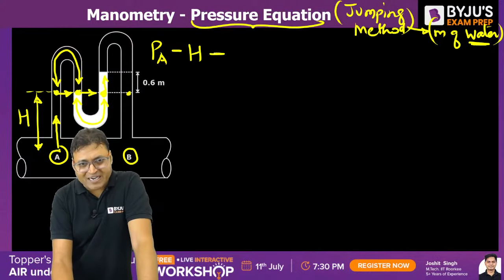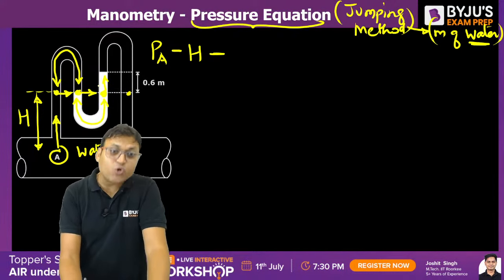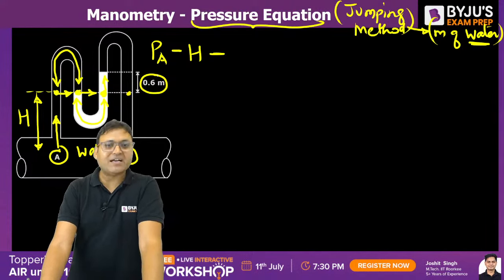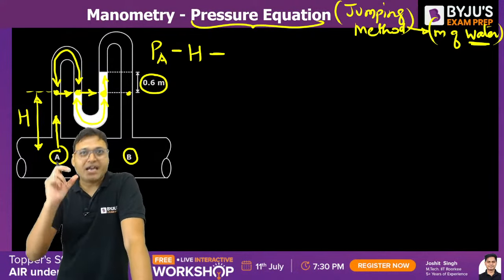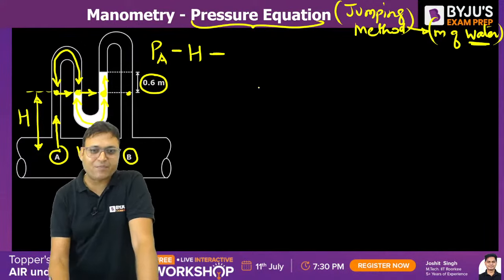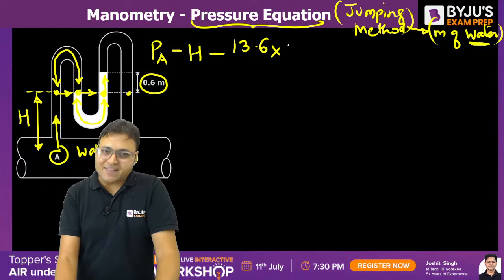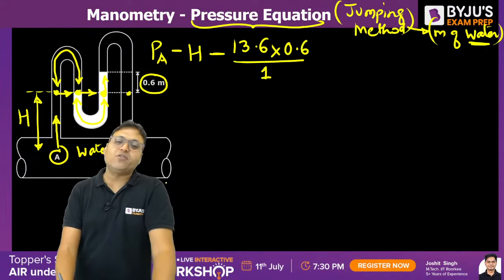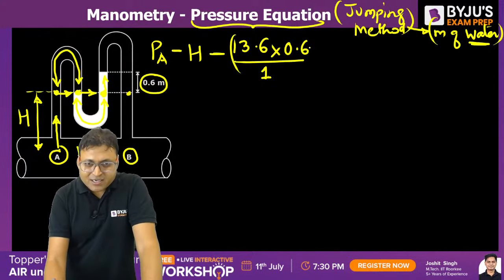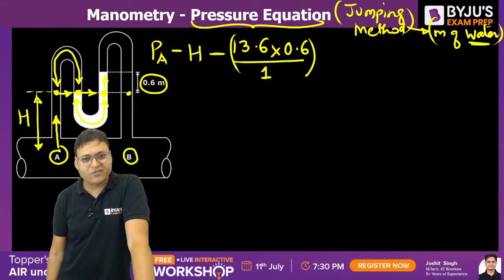So because we are traveling in upward direction, then minus sign. And we are traveling in Mercury. How much height? Height of Mercury we are traveling is 0.6 meter. Now we need to convert this Mercury height into water height giving the same pressure. So the specific gravity of Mercury is 13.6 and the height of Mercury is 0.6, and divided by specific gravity of water will make it head of water giving the same pressure. Specific gravity of water is 1.